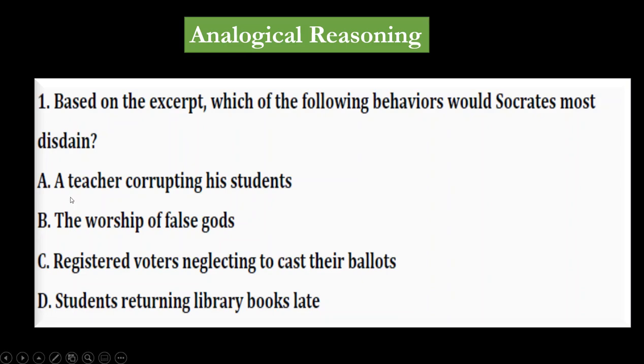Either A, a teacher corrupting his students, or the worship of false gods, or registered voters neglecting to cast their ballots, or students returning library books late. All these choices are far away from the text, but if we understand the character of Socrates, we would probably find to which of these contexts or behaviors he would most disdain.